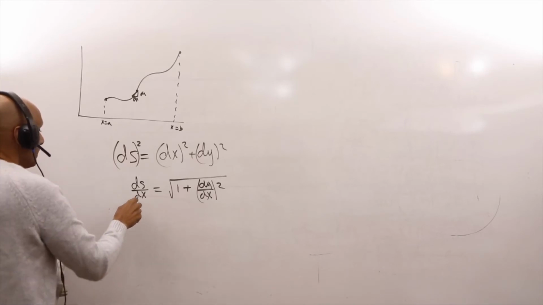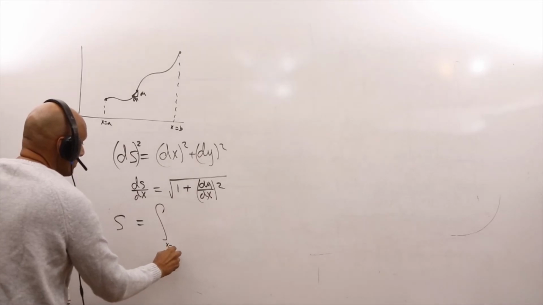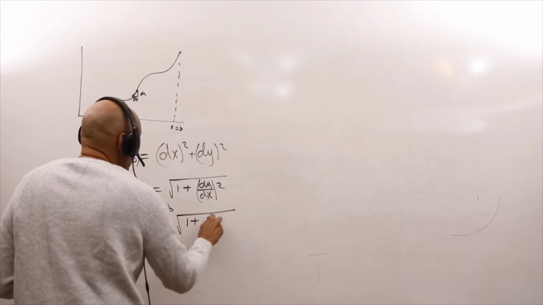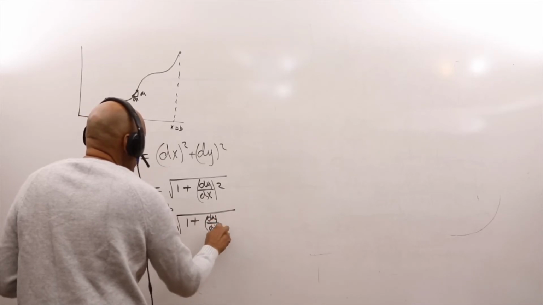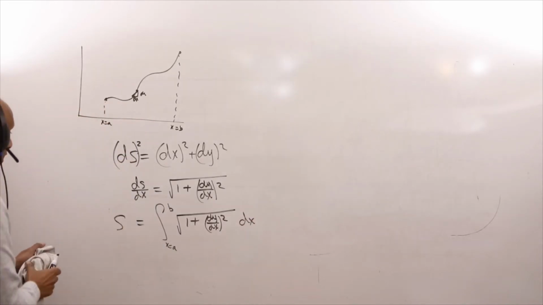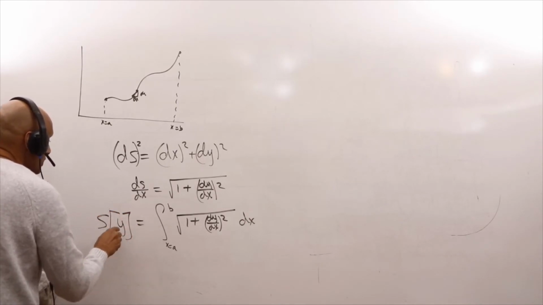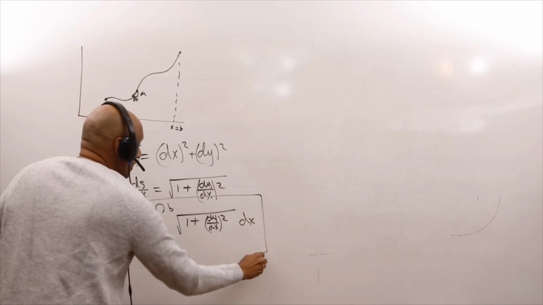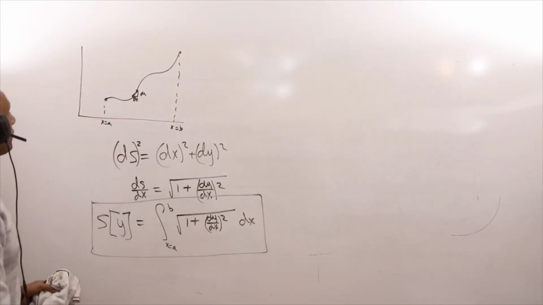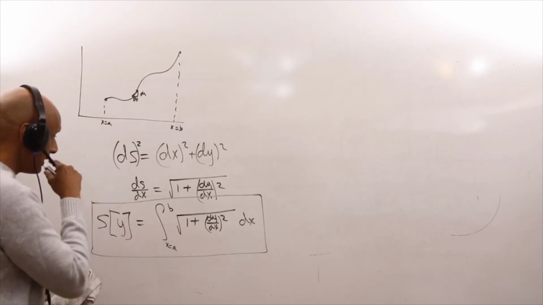And so what is the arc length? S is nothing more than an integral taken from point A to B of the square root of 1 plus (dy/dx) squared, dx. And if you think carefully, this length is really a functional. I didn't tell you exactly what the function is, so this is an example of a functional.